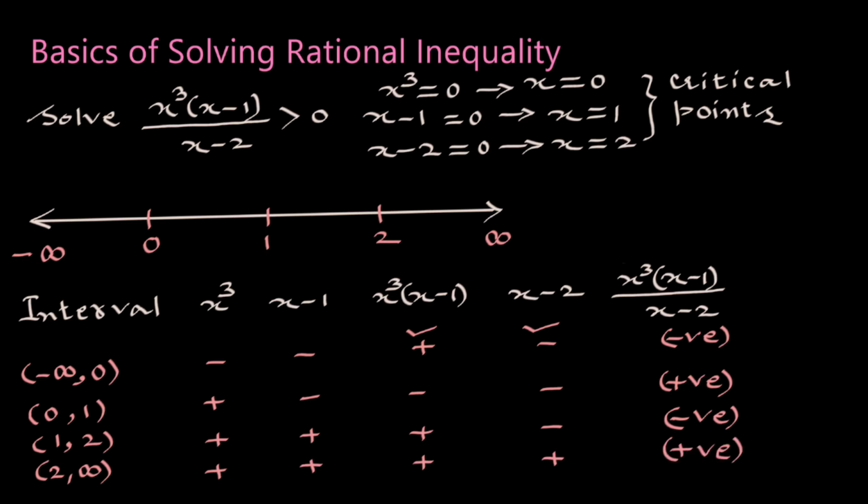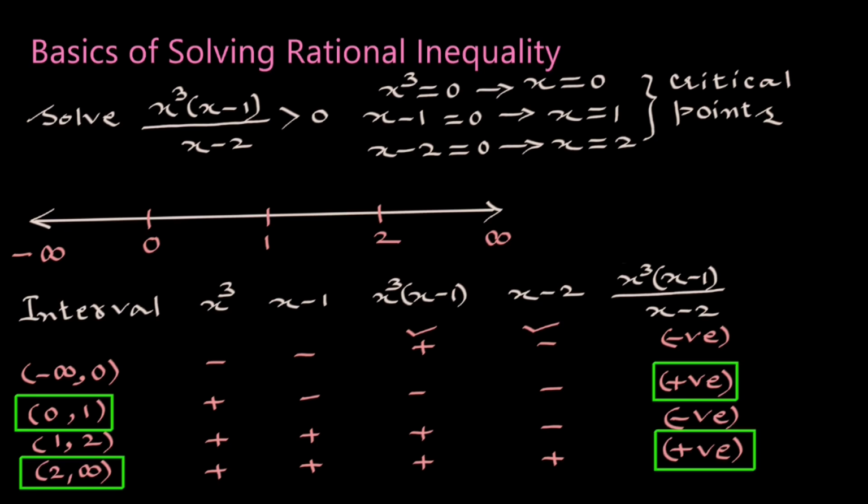We have to choose positive values of the rational function. So in interval 0 to 1 the function is positive, and in the interval 2 to infinity also it is positive. So the solution set will be the union of 0 to 1 and 2 to infinity, which we can show on the number line: 0 to 1 excluding 0 and 1, and 2 to infinity excluding 2.